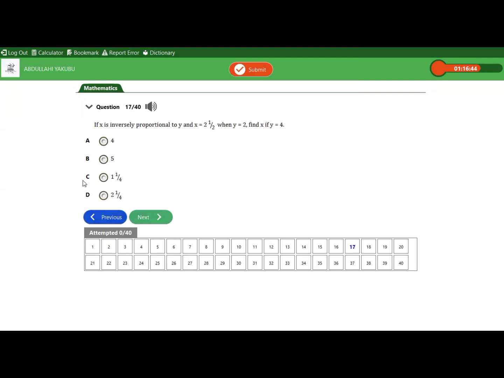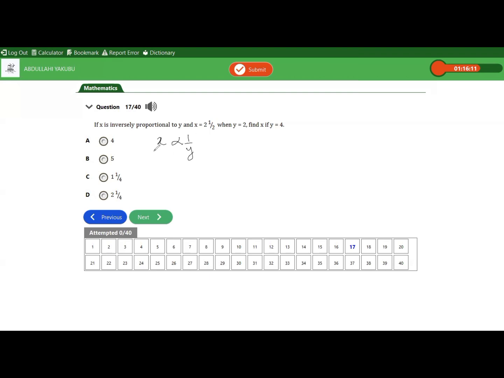So the next question says, if x is inversely proportional to y, this is what it means. X is inversely proportional to y. Remember the previous question, x is directly proportional to y. We write it as x, direct proportion is like this. Is that clear? Okay. So this is what it implies. X is inversely proportional to y.